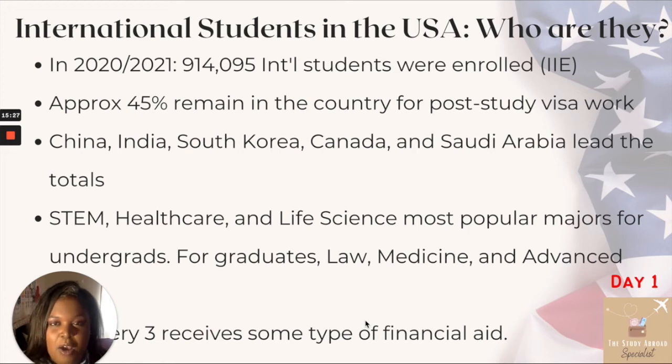And if you're thinking about the types of fields they're going into, it also matches up, because we know these particular fields are only expanding and growing in interest within the countries mentioned. So STEM fields, healthcare, and life sciences are the most popular for international students doing undergrad. And for graduate school, a lot of students like to come here for medicine, for law, and for advanced science and different things like that. So it's really interesting to think about where international students are coming from, and if you are an international student who wants to come here, where you might meet a lot more people from.